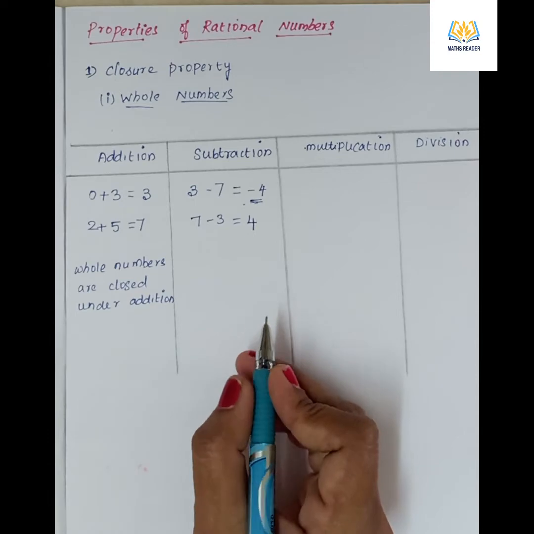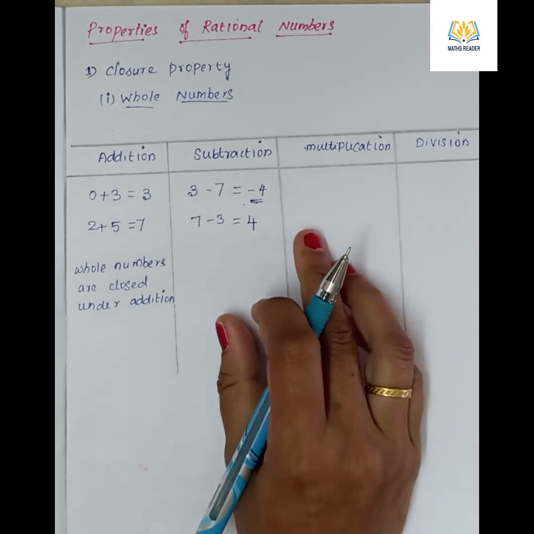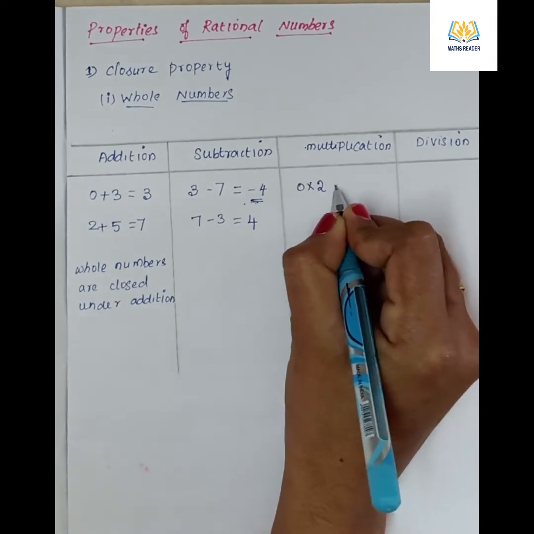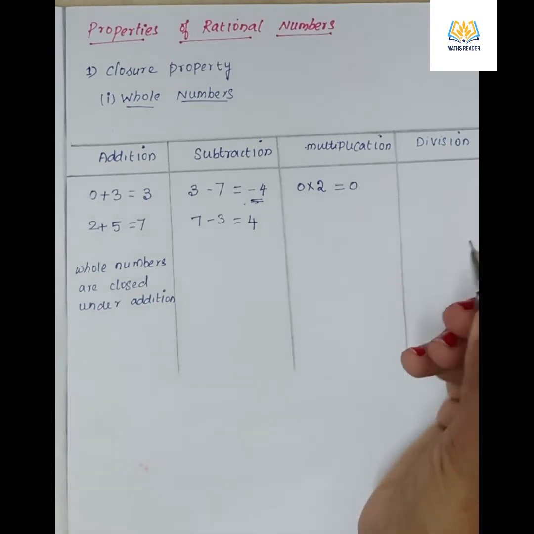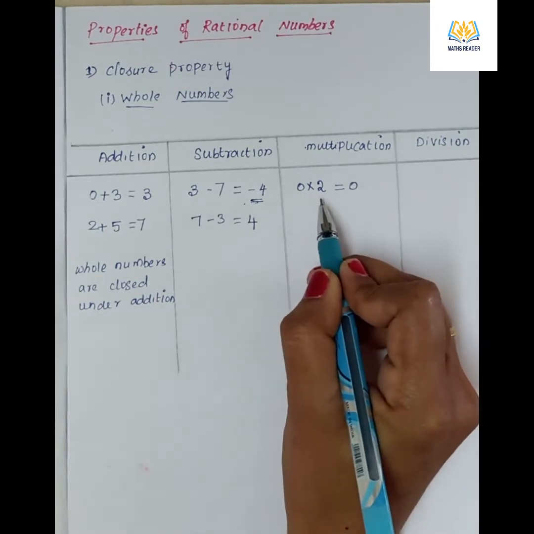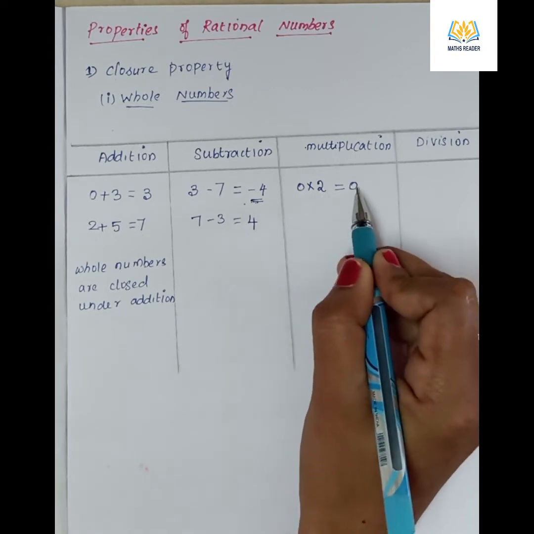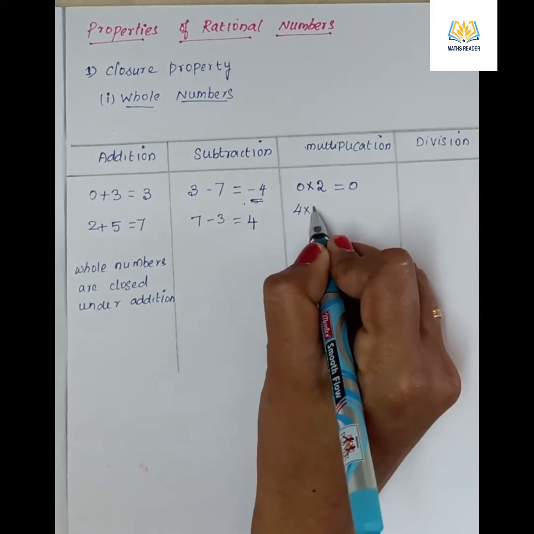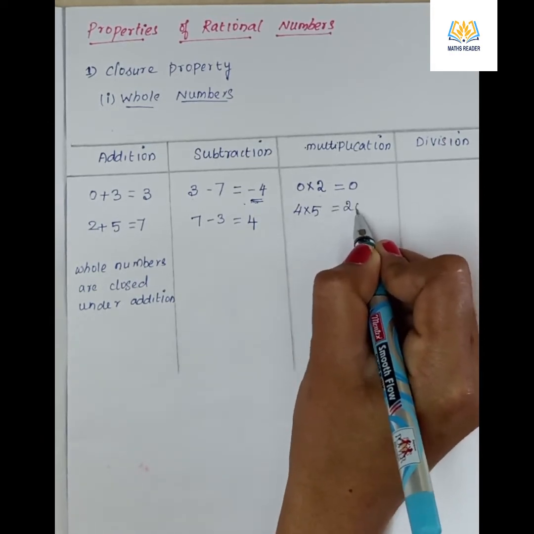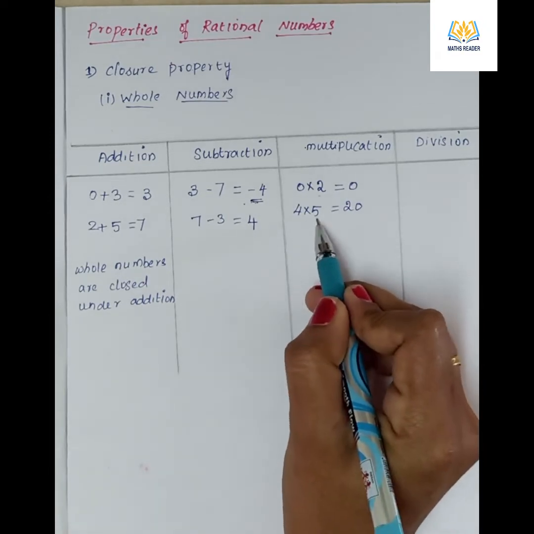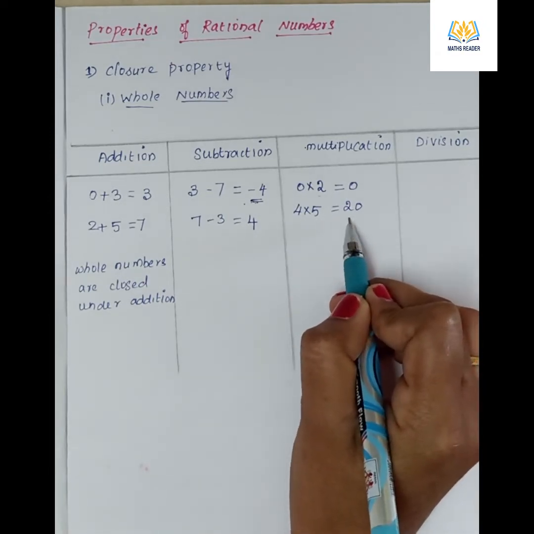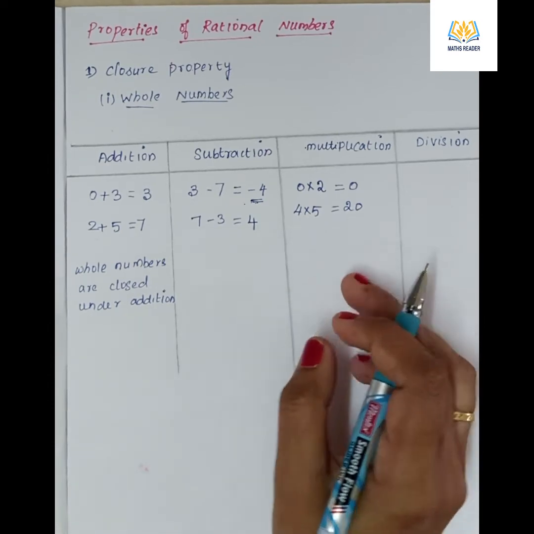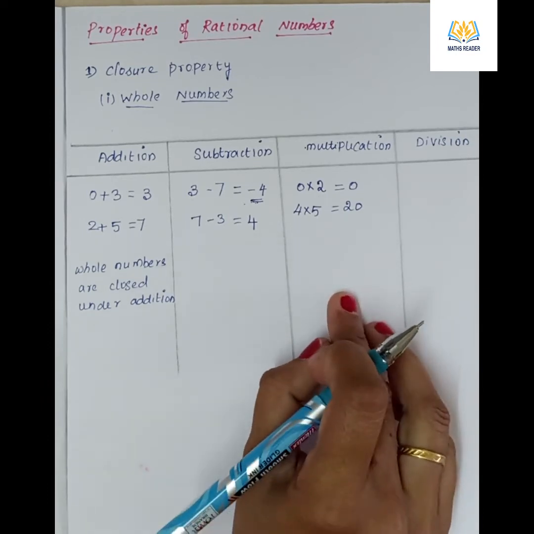Next is multiplication. We are going to check the multiplication. 0 into 2 is equal to 0. So 0 is a whole number, 2 is also a whole number, and the answer we got is also a whole number. Next, another example: 4 into 5 is equal to 20. So 4 and 5 are whole numbers, and 20 is a whole number too. So multiplication satisfies the closure property. Whole numbers are closed under multiplication.